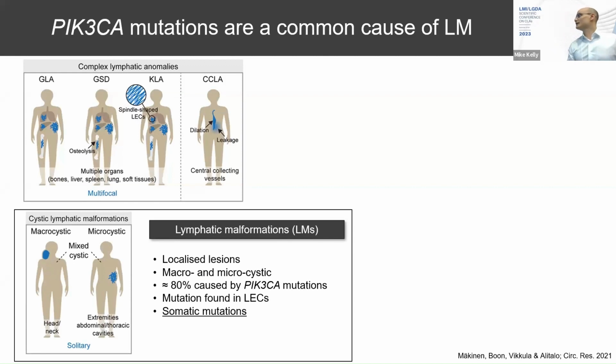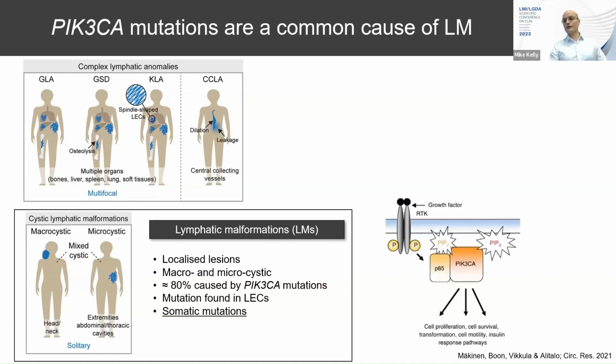Those can be found in two distinct forms, either macrocystic lymphatic malformations, which are large fluid-filled cysts often located in the head and neck region, and microcystic lymphatic malformations, which are small lymphatic channels, which can infiltrate deep in the tissue, making them hard to treat. Genetic approaches in, let's say, the past 2 decades have revealed that 80% of lymphatic malformations are caused by mutations within the PIK3CA gene, and that the mutations are found within the lymphatic endothelium itself.